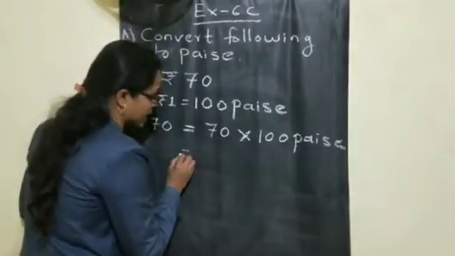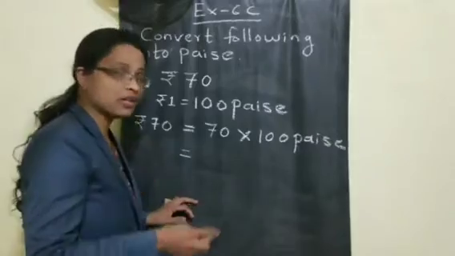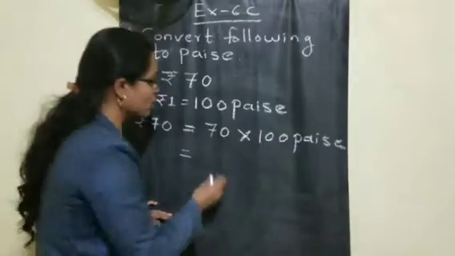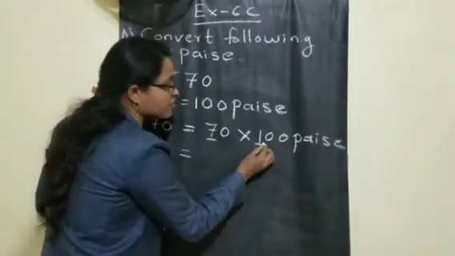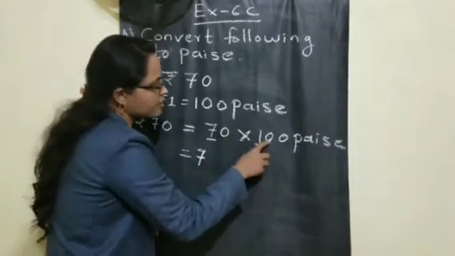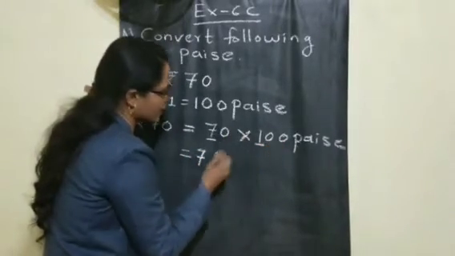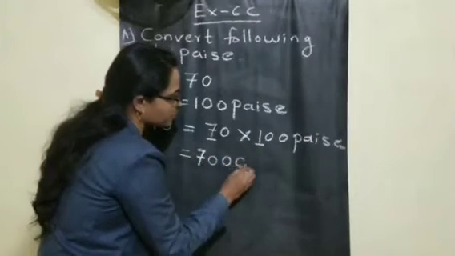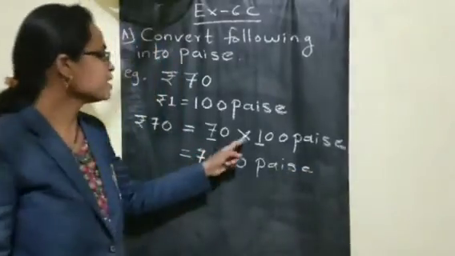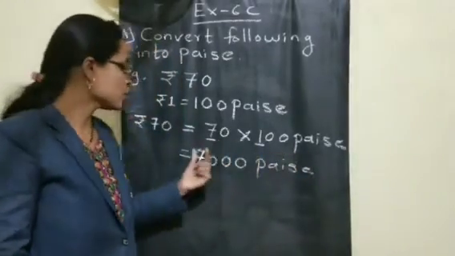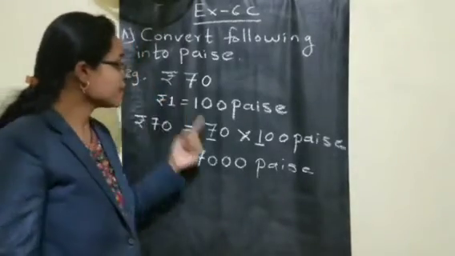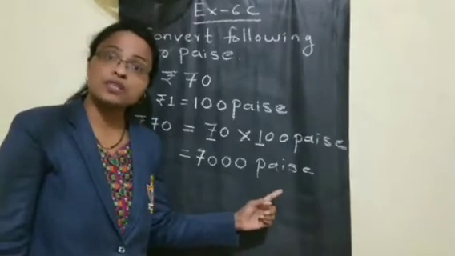So how to multiply now? Already in the multiplication chapter we have learned, children. When multiplying with tens, like 20 and all, what do you have to do? Multiply number with number. 7 ones are 7. And then how many zeros are present here? 1, 2, 3. All the zeros you have to put together here, and then write paise. So 70 multiplied by 100 paise, children, you are getting 7,000 paise. It means rupees 70 is equal to 7,000 paise.